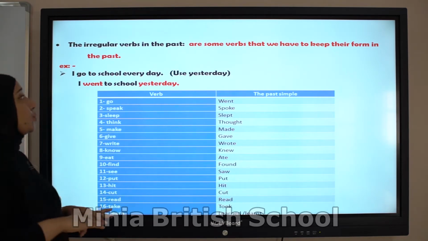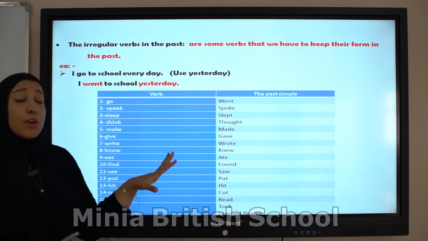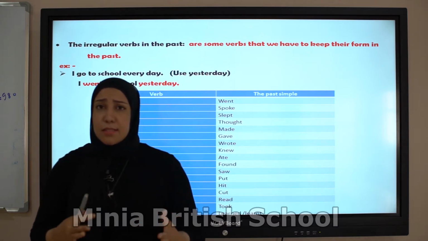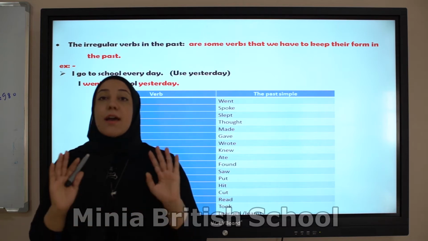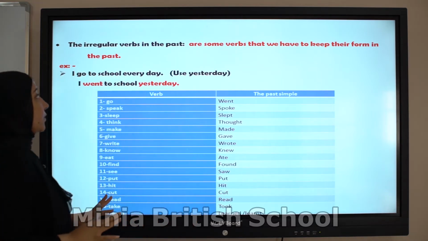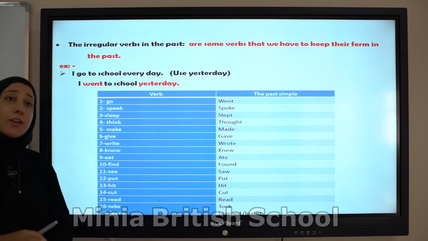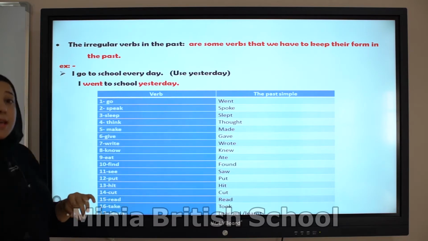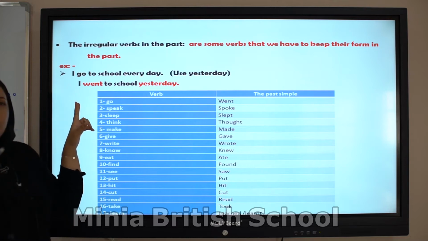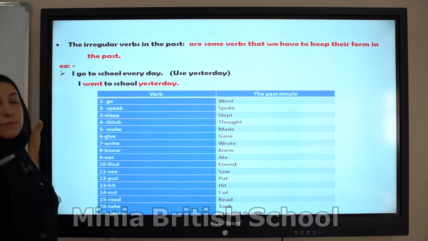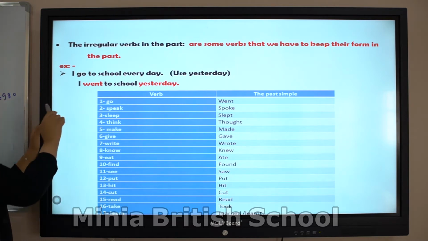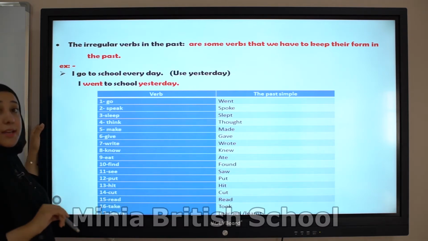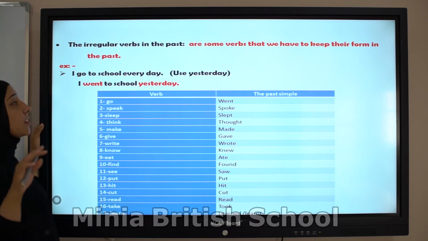Okay, the irregular verbs. What are the irregular verbs? They are some verbs that I have to keep. Can I add E-D or I-E-D for them? No, I have to keep them as they are. We have a list here that you have to keep at home. I go to school every day, use yesterday. Yesterday is past. Can I say I goed? No, there is a form for the past simple. It's went. Go will be went. I went to school yesterday.